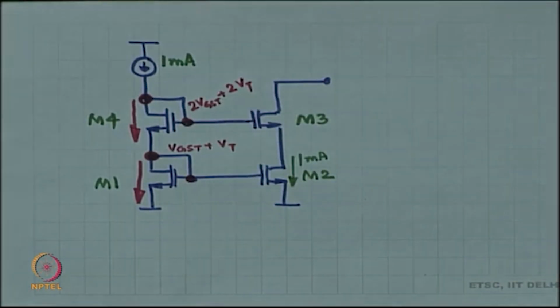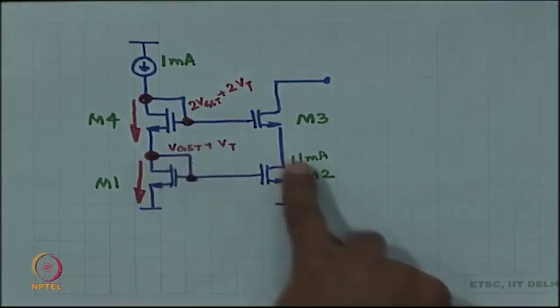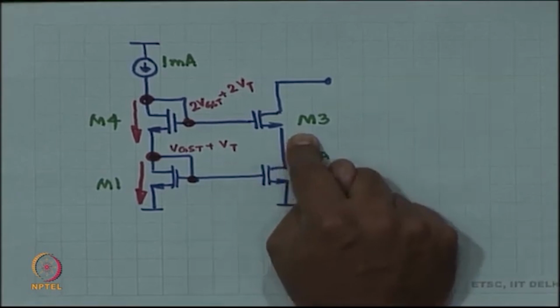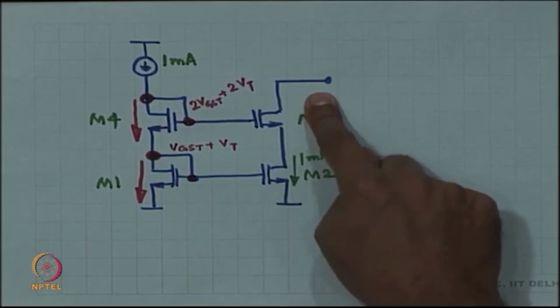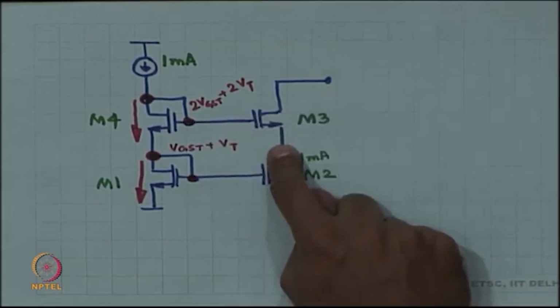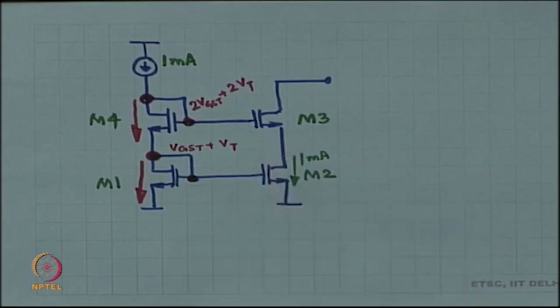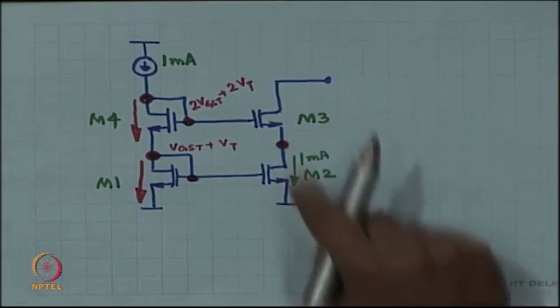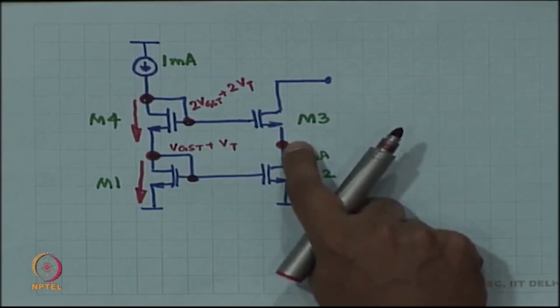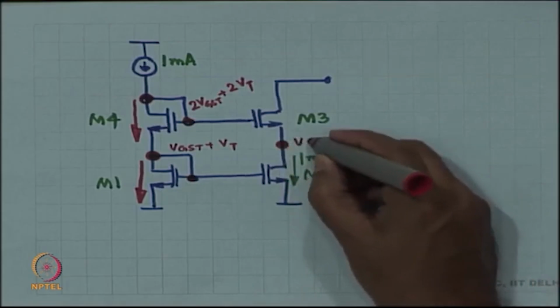All right. Now, M3 is going to conduct 1 milliampere, the same 1 milliampere, and therefore, the gate source voltage of M3 is also VGST plus VT, which means that the voltage over here, this is 2 VGST plus 2 VT. So, what is the voltage over here? VGST plus VT.